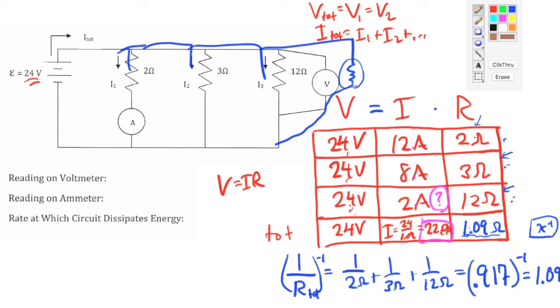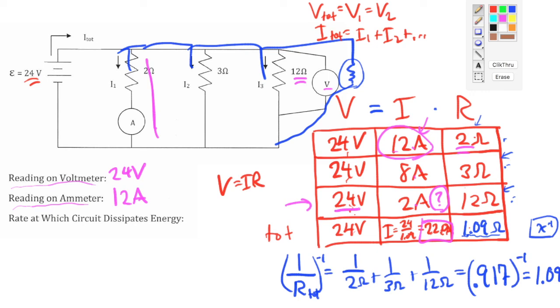Now let's actually answer the questions that were asked. This question calls for what is the reading on the voltmeter? That voltmeter is measuring our 12 ohm resistor. So I look in the line for 12 ohms. What is the potential difference? It is 24 volts. What is the reading in the ammeter? Well, all of the branches have separate amperages, so I want to pay attention: my ammeter is on the line of the 2 ohm resistor. And so the current in this case will be 12 amps. The branch with the lowest resistance had the highest current.